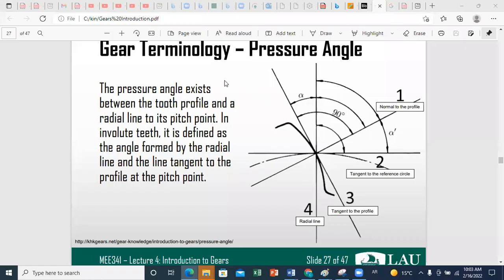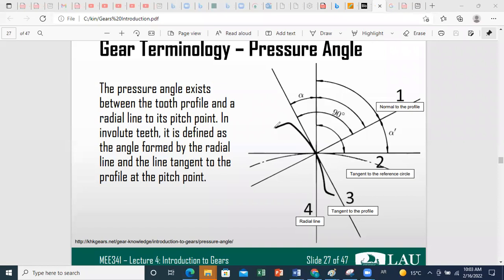One very important parameter in gear terminology is the pressure angle. Let us see together what we mean by pressure angle. You know that gears in contact will transfer a force between them, and this force will be normal to contact, okay? And the contact in general will take place through teeth.